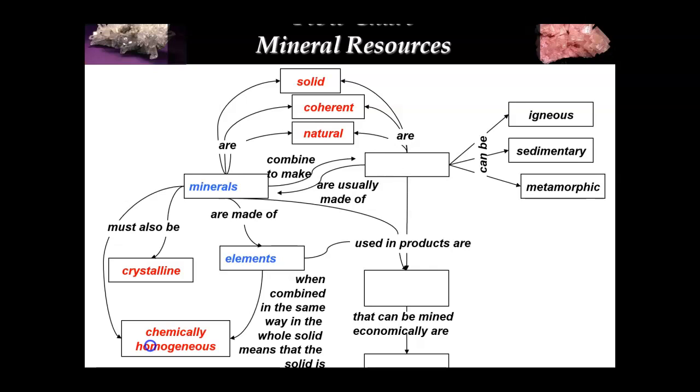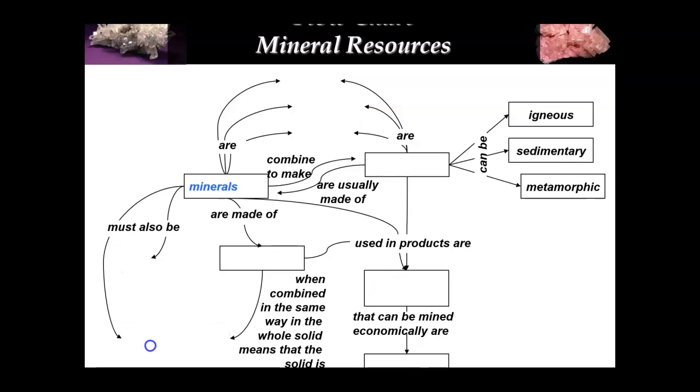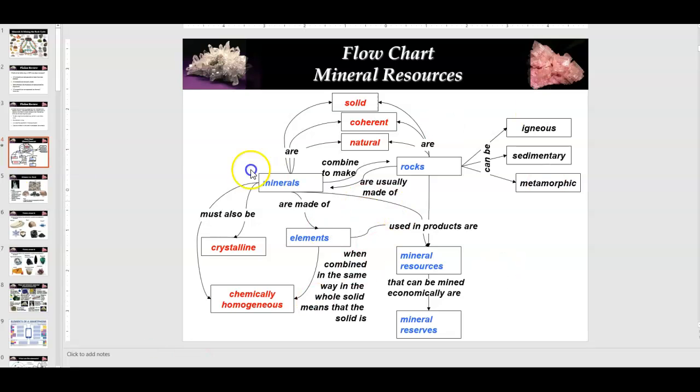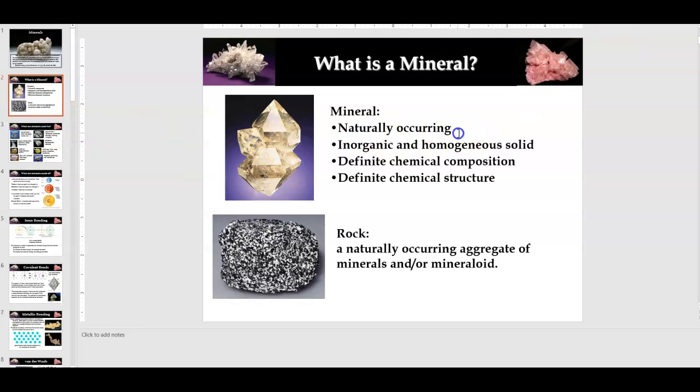Now, rocks are accumulations of minerals that can be either igneous, sedimentary, or metamorphic. These are then used in products that we call mineral resources, which can be mined. If they're mined economically, they're what we call mineral reserves. But it's important to understand that a mineral is naturally occurring, inorganic, homogeneous, and has a definite chemical composition and a definite chemical structure, whereas a rock is just a bunch of minerals put together. So note the difference between these.